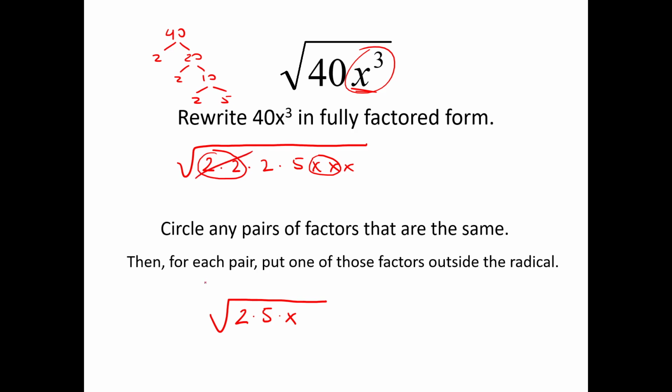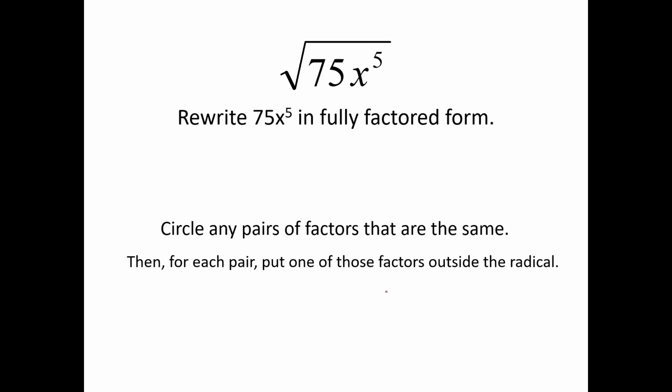And then for each pair, pull out one copy of those things. Okay, 2 times x is just 2x, and 2 times 5 is 10x, and you're done. Try that yourself now. Okay, or you can watch me do it in a moment.